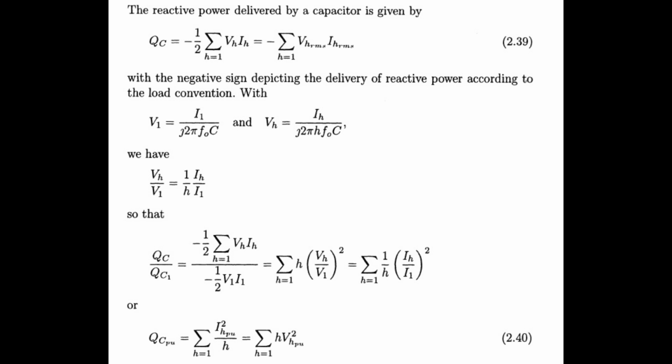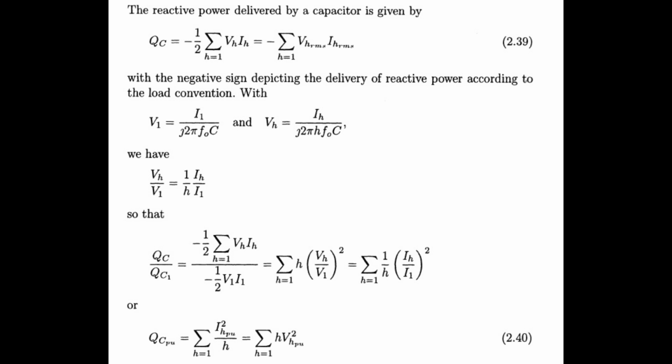So for V1, that is the fundamental frequency voltage, and the harmonic voltage, you can calculate the ratio VH by V1, and using that you can put the formula in the equation for QC by QC1. Hence you will get QC by QC1, where QC1 is nothing but the reactive power for the fundamental frequency, that is the fundamental signal.